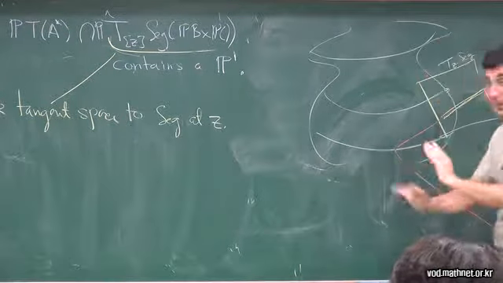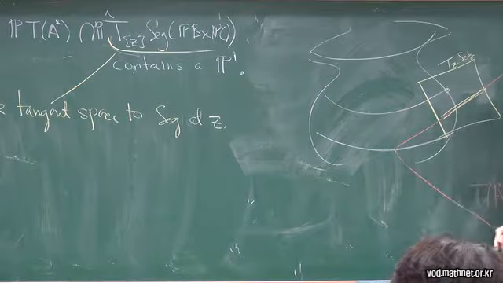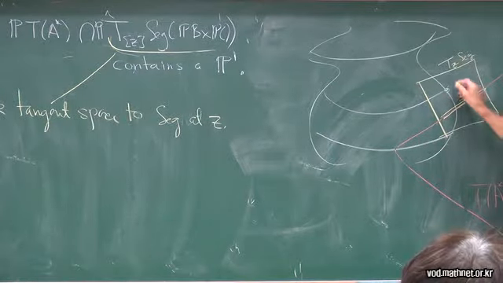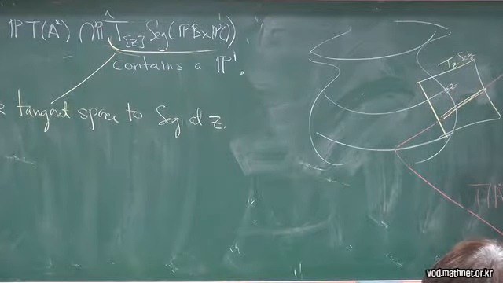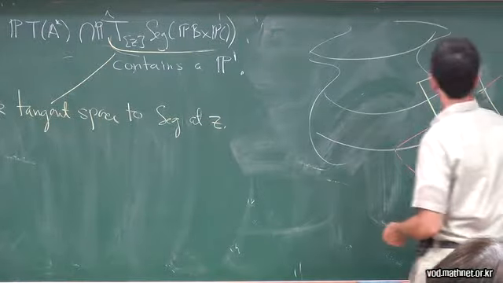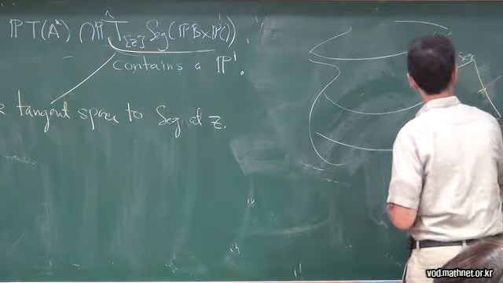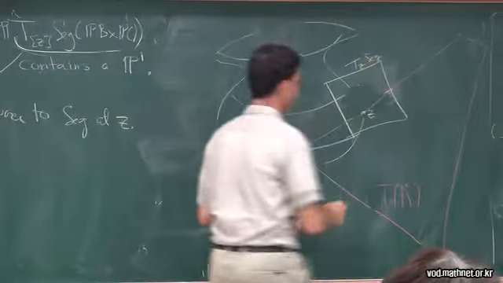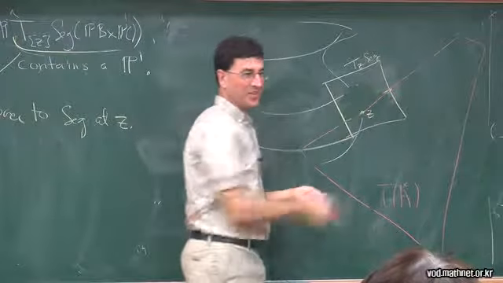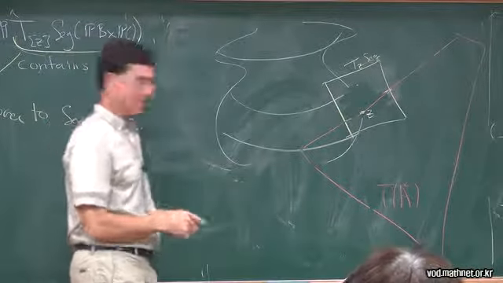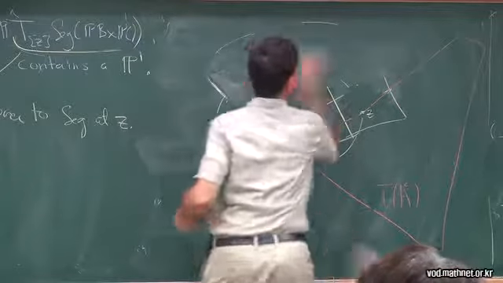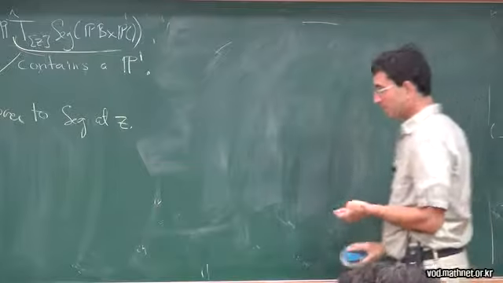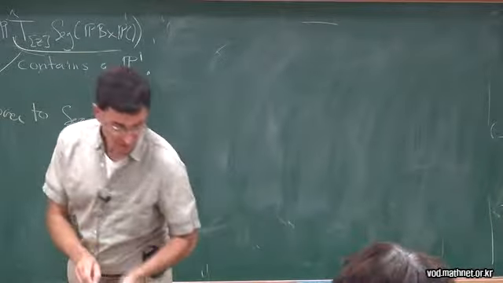This is a very bad picture. Do not draw a picture like this. This is terrible. What? You must pass through Z. Oh, yeah, okay. Anyway, so there's some line of intersection between these two spaces. I should not have done that. Let's erase this bad picture.